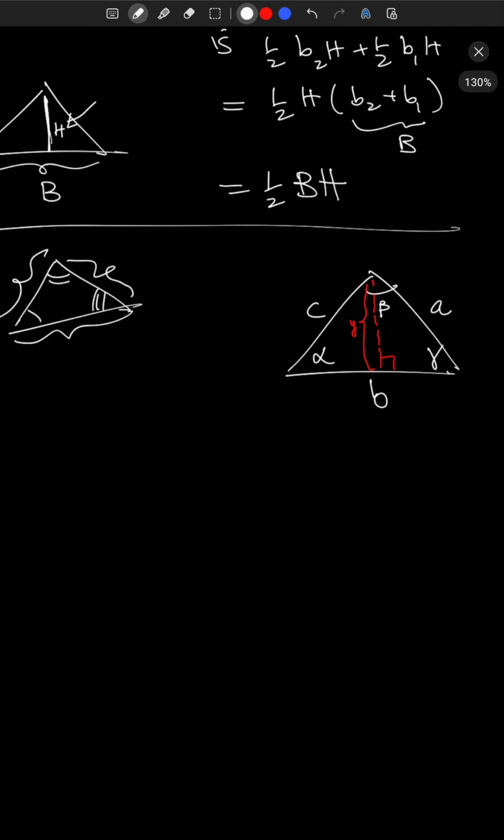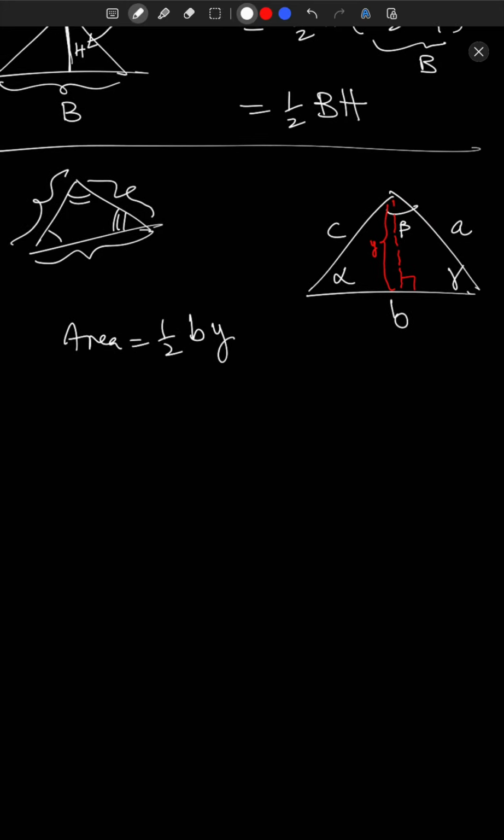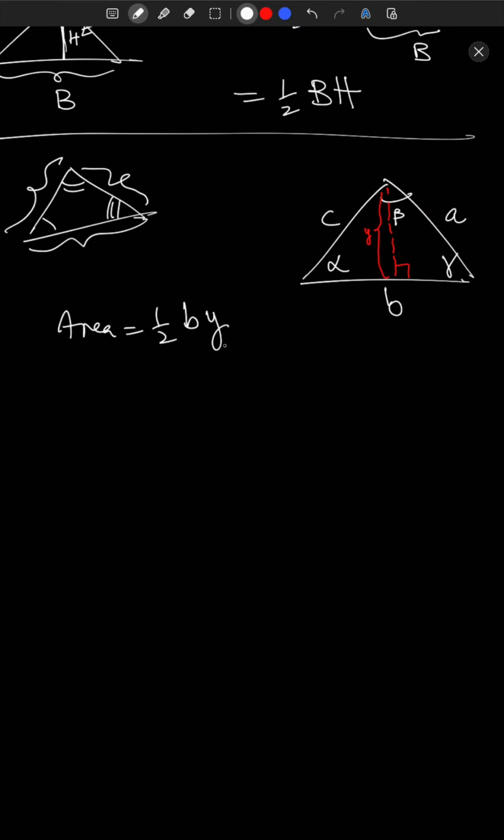So area is equal to 1/2 base b, right, times the height y. But again, like we said, in a lot of contexts, you don't know the y. So let's rewrite this. This is 1/2 b, and what is y? Well, this is a trig class, so we want to look at this angle alpha. Sine of alpha is equal to opposite y over hypotenuse c, right?